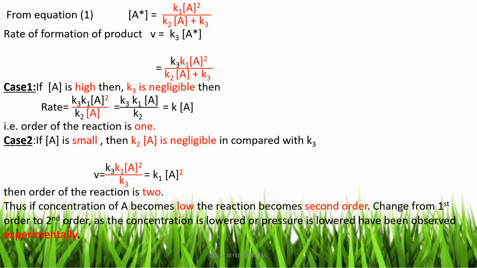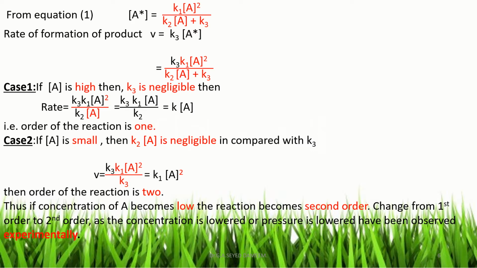Now, cancelling K3 in the numerator and in the denominator, we get rate is equal to K1 A power 2. This is the rate equation if the concentration of A is small. So now the order of the reaction is 2 because the power of the concentration term is 2. So the order of the reaction is 2.